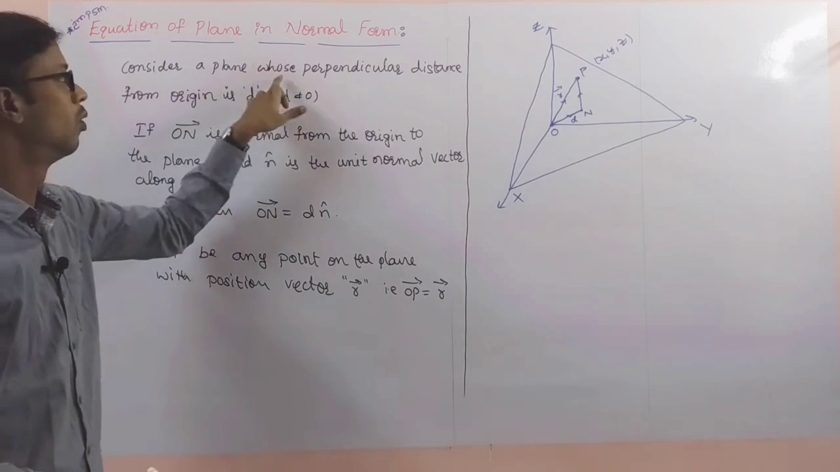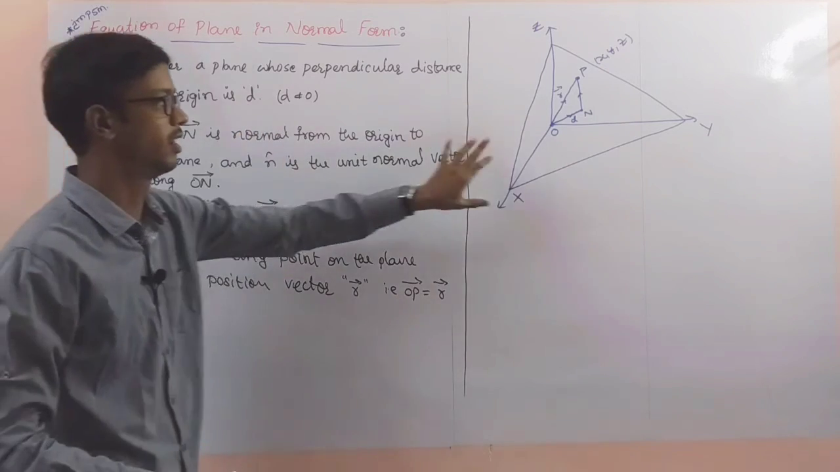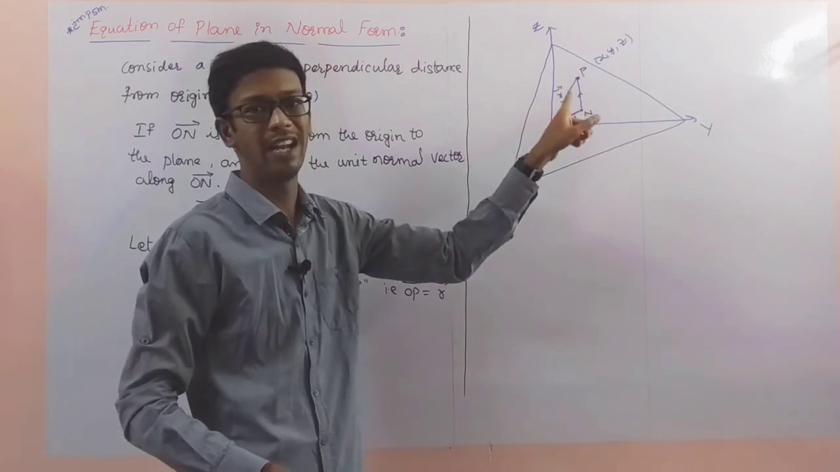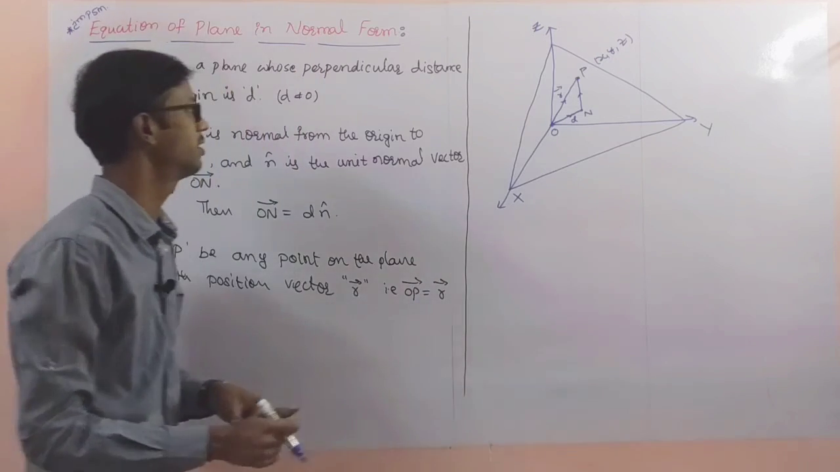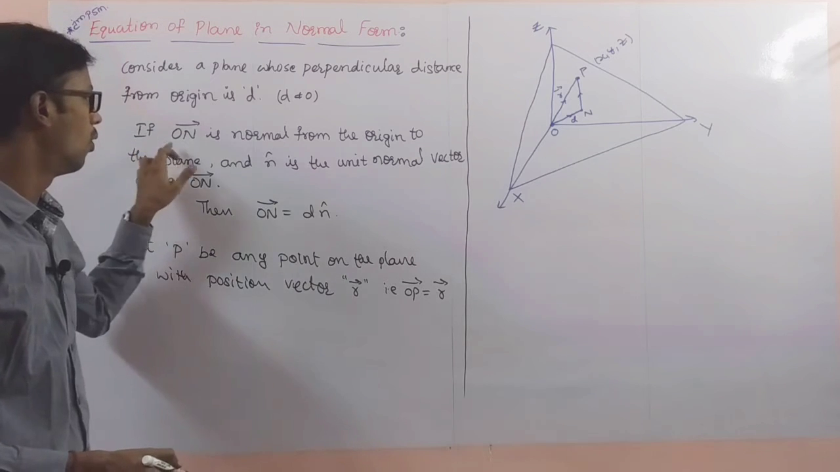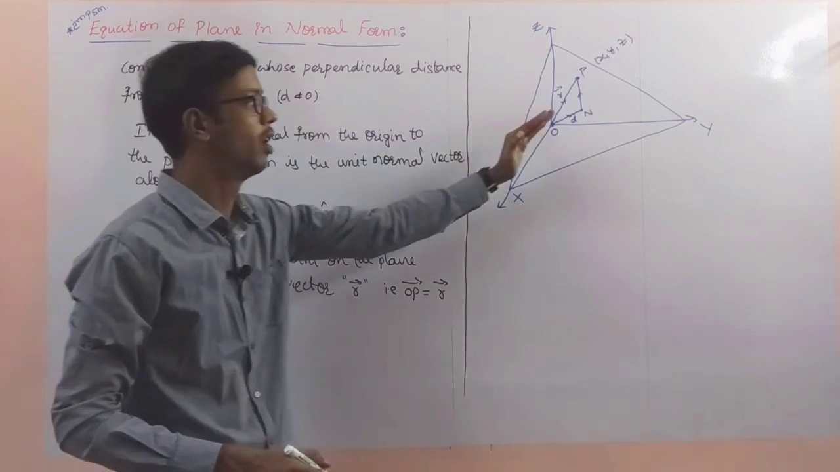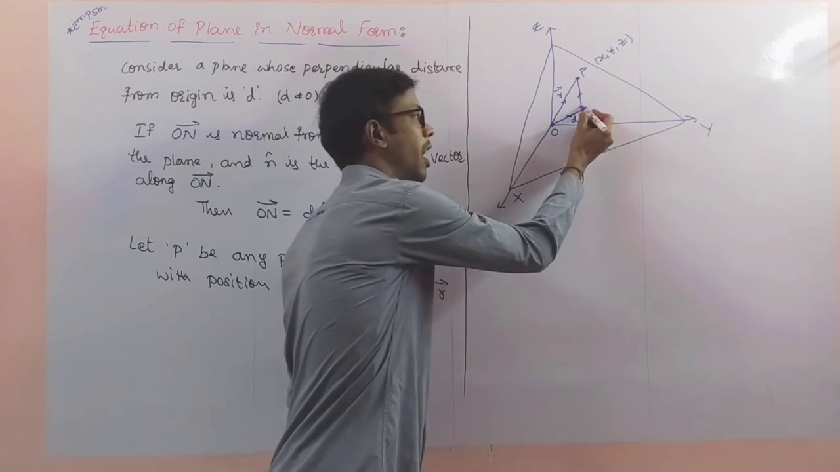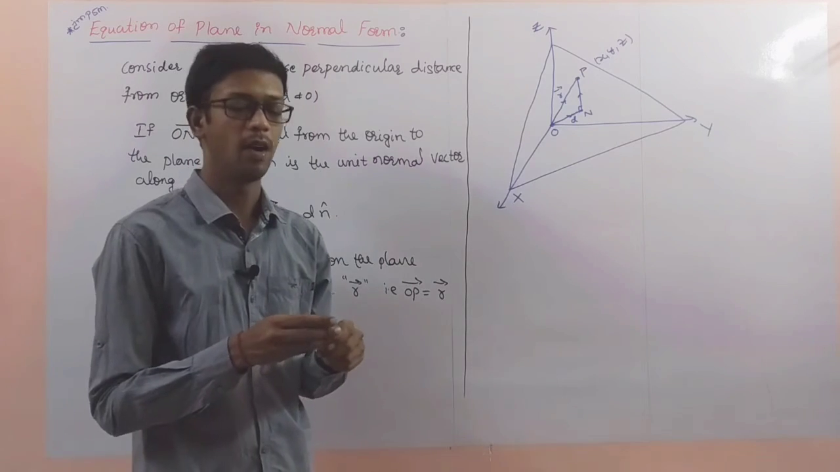Consider a plane whose perpendicular distance from the origin is d. Consider a plane outside; the distance from the origin to the plane is d, and d is compulsorily not equal to 0. ON bar is a normal from the origin to the plane. Normal means perpendicular, perpendicular to the plane from the origin.